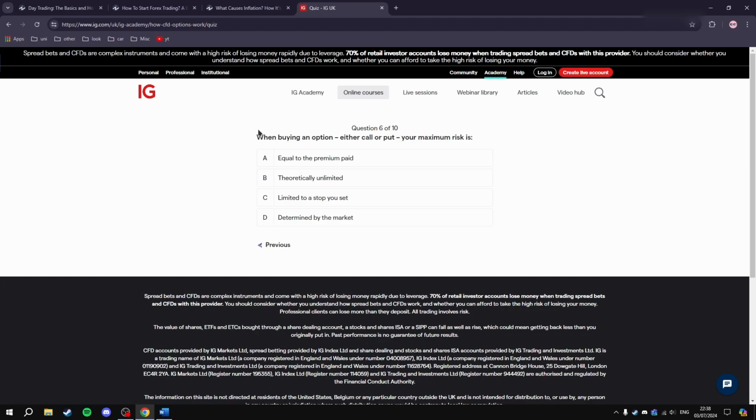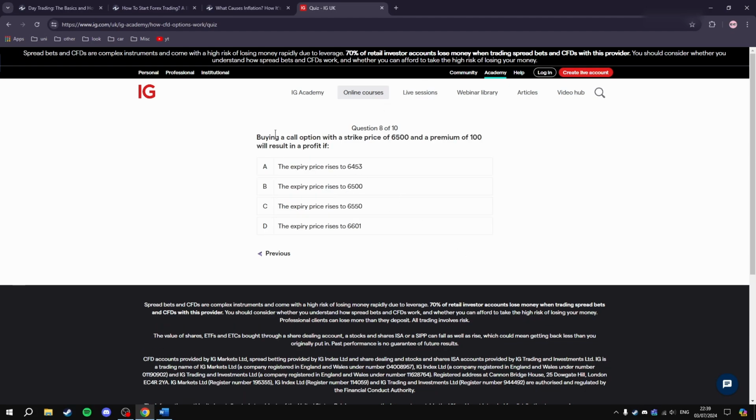When buying an option, either call or put, your maximum risk equals the premium paid. When selling an option, your maximum risk is theoretically unlimited. Buying a call option with a strike price of 6,500 and a premium of 100 will result in a profit if it goes above 6,601.